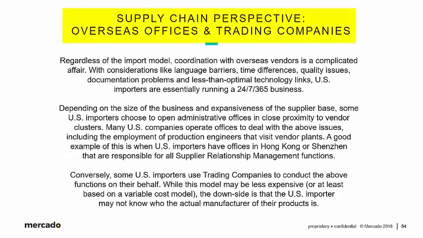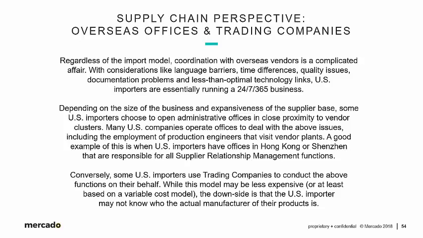A quick supply chain perspective: overseas offices and trading companies. Regardless of the import model, coordination with overseas vendors is a complicated affair, with considerations like language barriers, time differences, quality issues, documentation problems, and less than optimal technology links. U.S. importers are essentially running a 24/7, 365 business. Depending on the size of the business and expansiveness of the supplier base, some U.S. importers choose to open administrative offices in close proximity to vendor clusters. Many U.S. companies operate offices to deal with the above issues, including the employment of production engineers that visit vendor plants. That's not unusual at all.